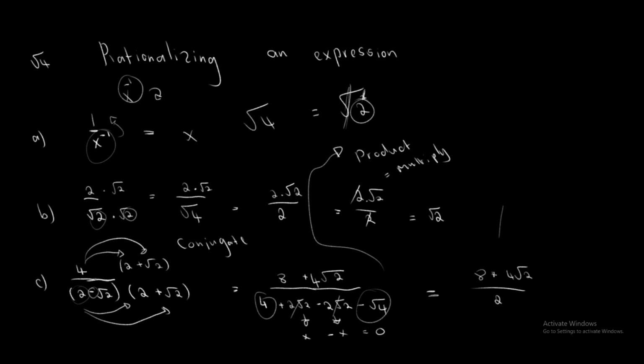Now I can break this one up even a little bit simpler. I can say, well, 8 over 2 plus 4 square root 2 over 2. Well, 8 over 2 is 4. And I can simplify these two. So our final answer would be 4 plus 2 square root 2.